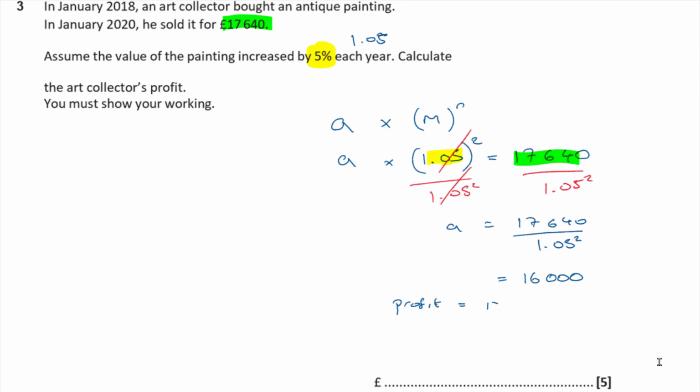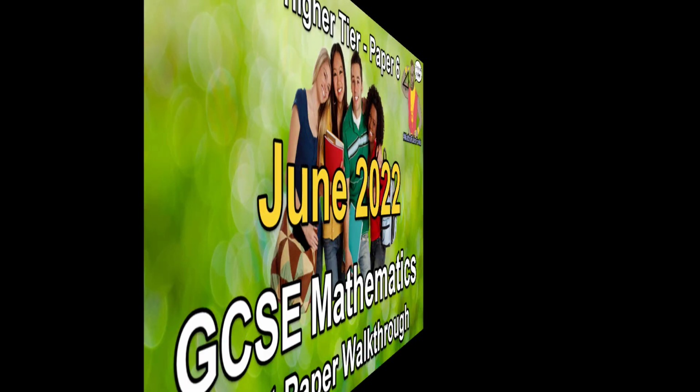What he sold it for minus what he paid for it. Okay, so 17,640 minus 16,000. That's a difference of 1,640. So that's going to be his profit then, isn't it? He's made 1,640 on the sale. Okay, nice work.